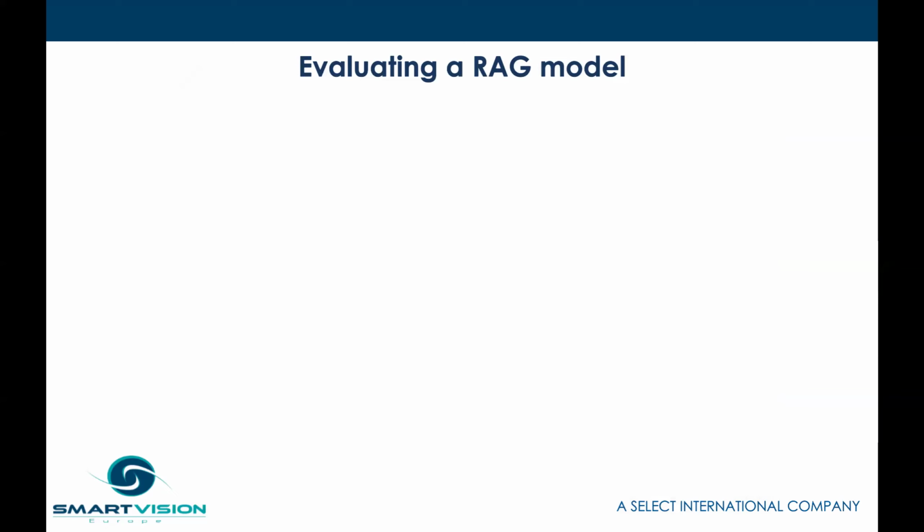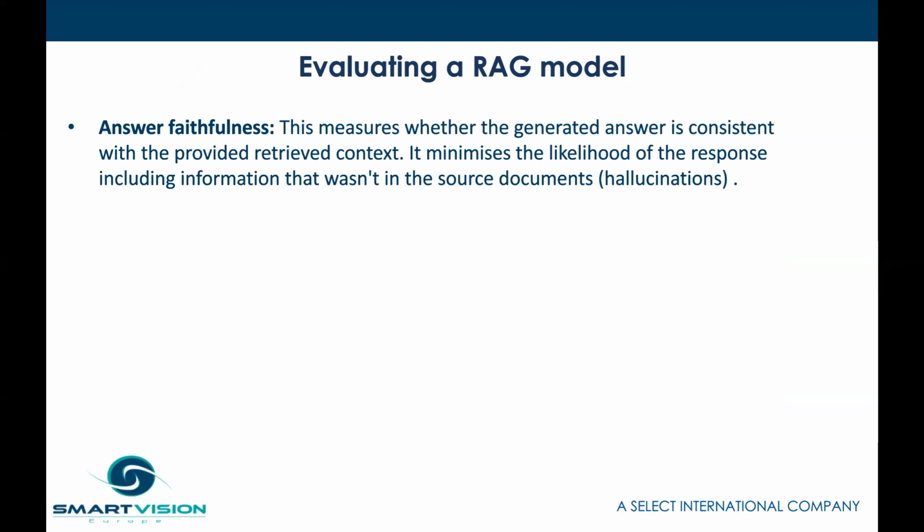So when it comes to evaluating the RAG model, we're comparing it against things like the evaluation file. And it turns out there's more than one way to do that. There's more than one metric that one can use. One metric is called answer faithfulness. This measures whether or not the generated answer is consistent with the retrieved context. It minimizes the likelihood of the response including information that wasn't in the source document. So it minimizes the likelihood of having hallucinations, where it basically starts to make up answers.